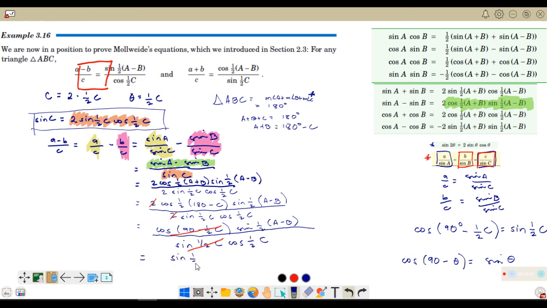sine 1 half A minus B all over cosine 1 half C. Okay? So, this is the proof of the first equation, yung A minus B over C is equal to sine 1 half A minus B over cosine 1 half C. And the proof for the other equation, yung A plus B over C is equal to cosine 1 half A minus B over sine 1 half C, is almost similar. So, parehas lang yung approach na gagamitin natin.